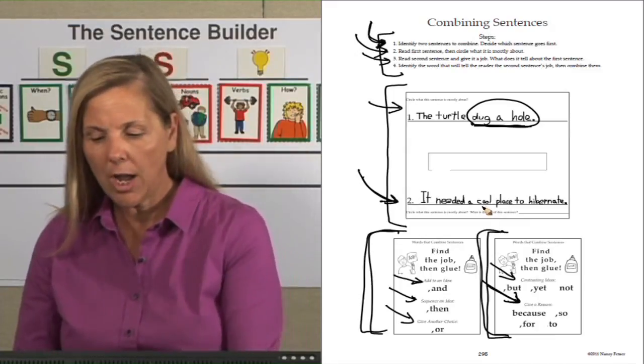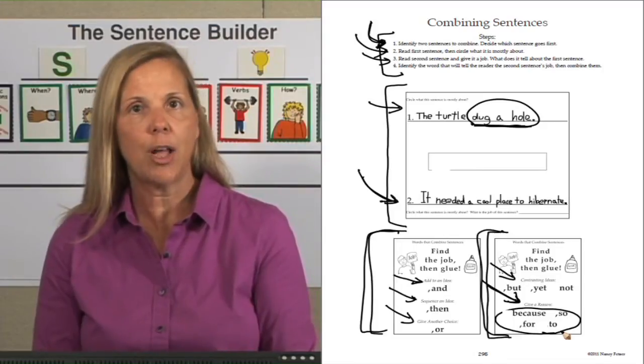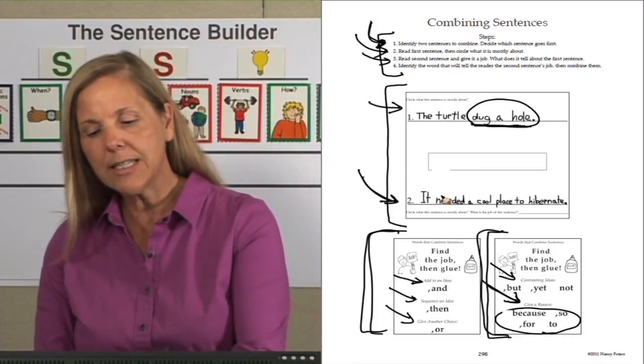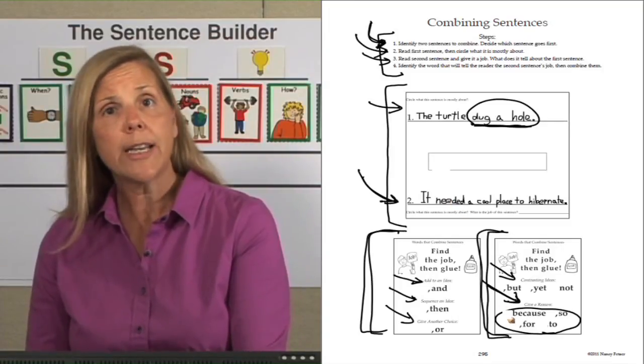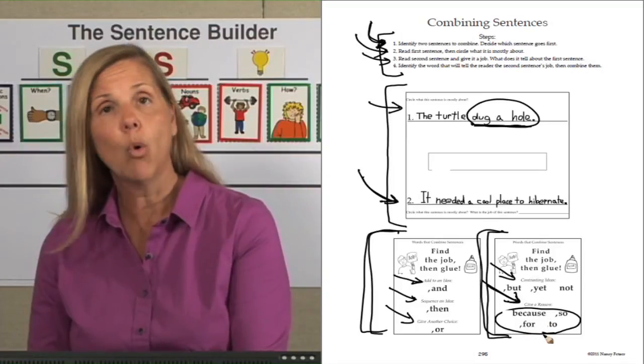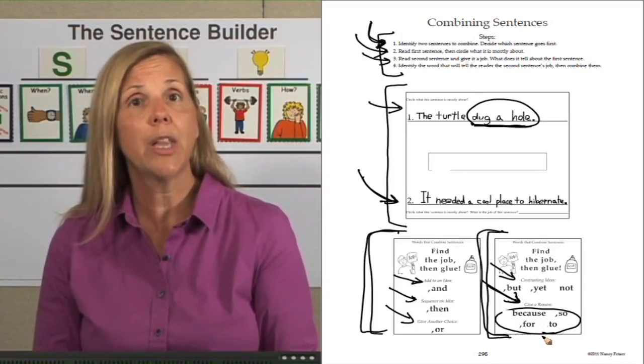Once we know the job, then we have words right underneath that job that can connect the two sentences together. If your second sentence is giving a reason, you could try to connect those two sentences together with because, so, for, or to. Let's practice using the different words and see which one we like best.